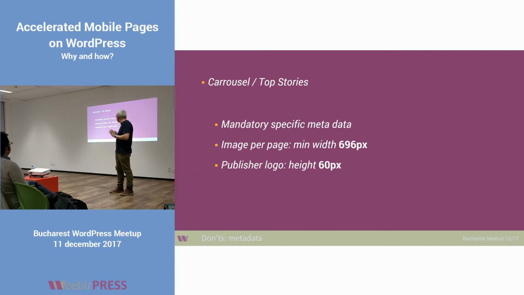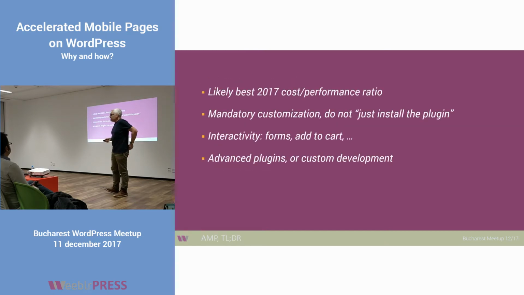You need to provide an image, and for some very strange reason, that image needs to be 696 pixels wide and nothing less. So just pay attention to that. It's important. Likewise, you need to provide a publisher logo, and that publisher logo must be 60 pixels in height. Don't ask me why. It's like that. You need to pay attention to it. Otherwise, your results are not going to be displayed in the carousel, and you'll be wasting your time again.